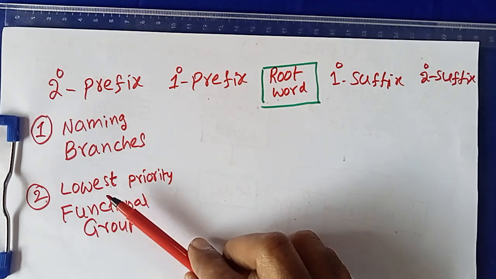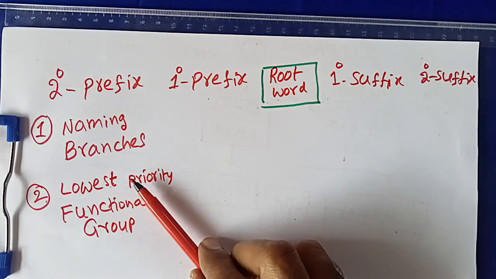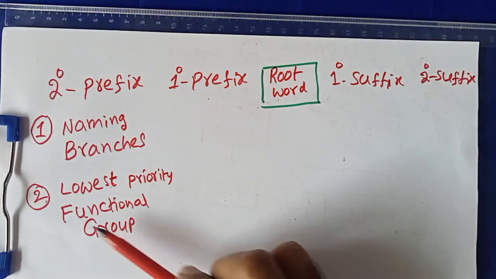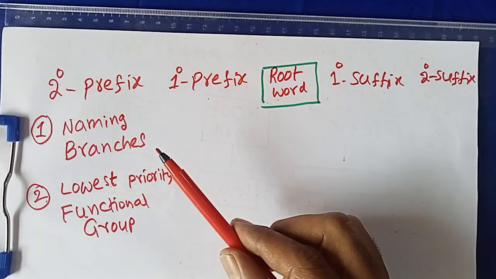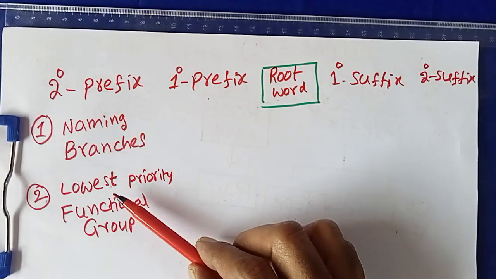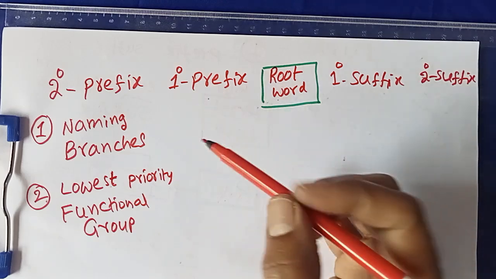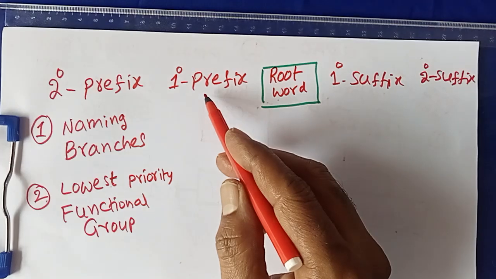According to the functional group order, we discuss which is the high priority and which is the low priority functional group. This priority order is also very important. This priority order we will discuss in the next video. So these two are only used for the secondary prefix. Your primary prefix is only one. Here there is no confusion. For the secondary prefix many are there, but this is only one.